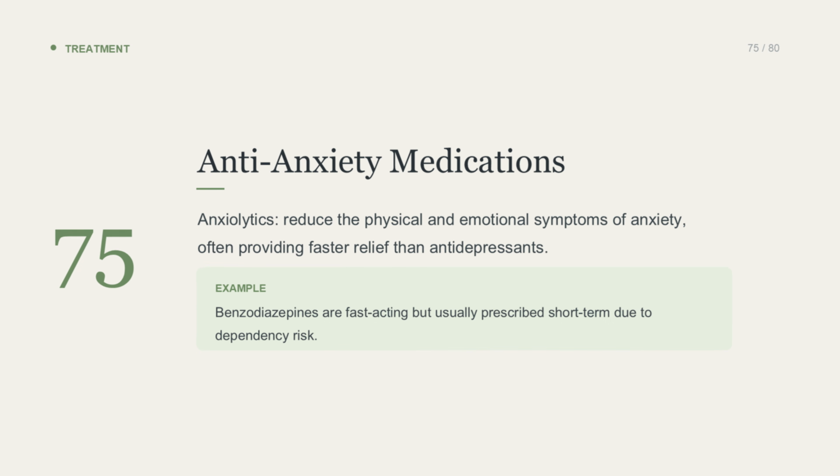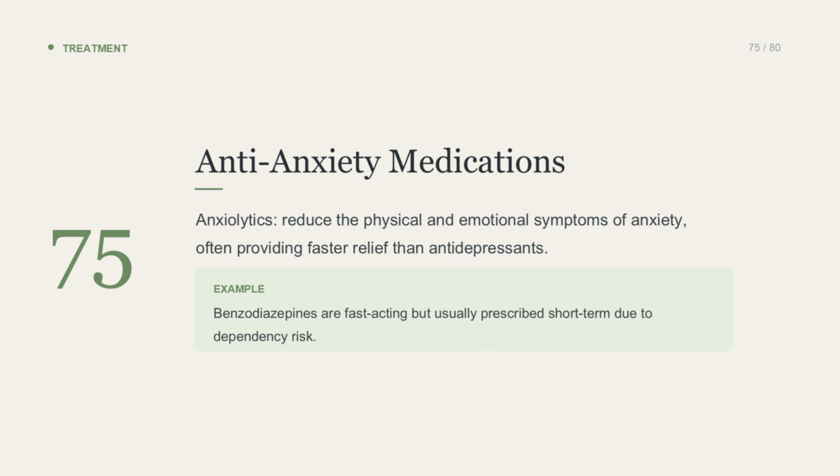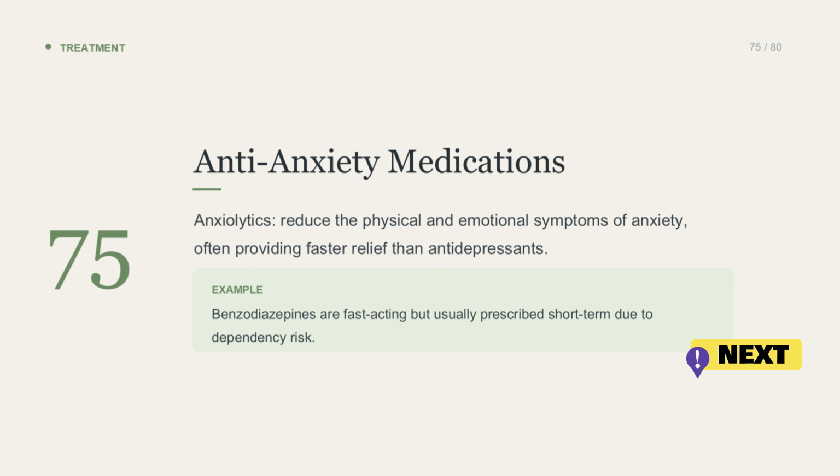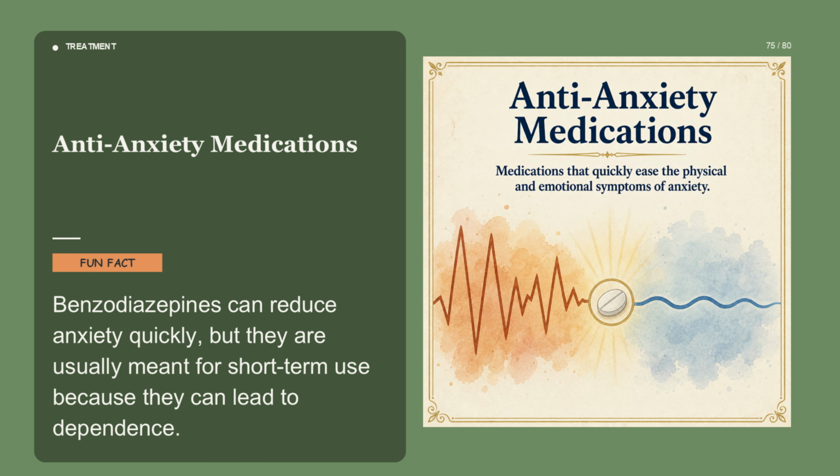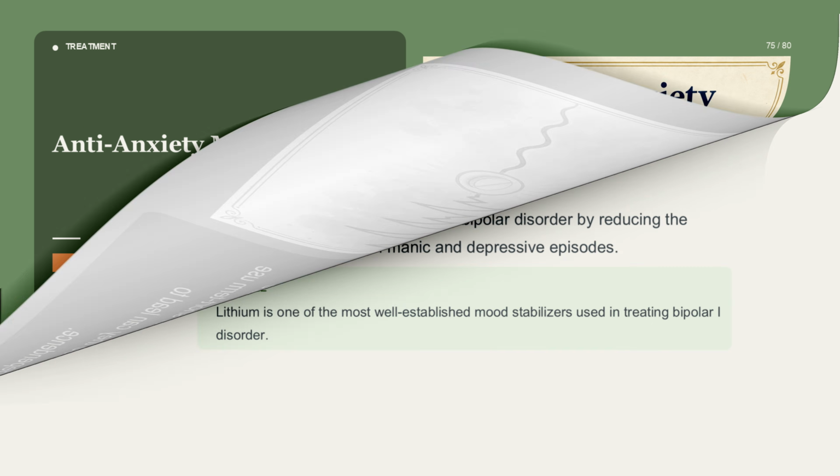75. Anti-anxiety medications. Anti-anxiety medications, or anxiolytics, are used to reduce the physical and emotional symptoms of anxiety, often providing more rapid relief than antidepressants. For example, benzodiazepines are a fast-acting class of anxiolytic, though they're generally prescribed for short-term use due to dependency risk.